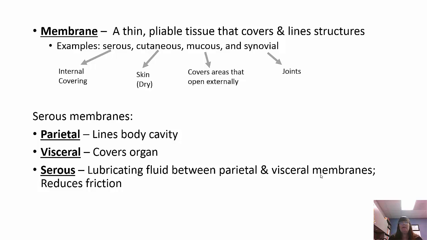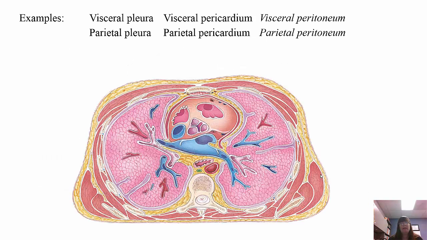Serous membranes, as I said, are 2-layer membranes that have serous fluid between them. The parietal lines the body organ, the visceral covers the organ, and then that serous fluid is very important because it reduces friction. And if you think about it, your heart is continuously beating, your lungs are continuously breathing. You do not want them rubbing up against anything, so that serous fluid is very important. This is just showing you a cross section so you can see.